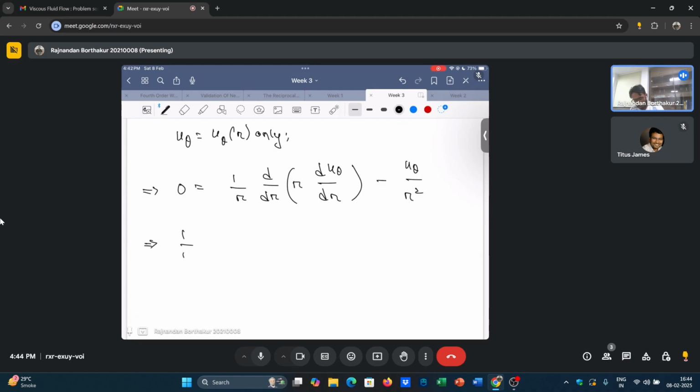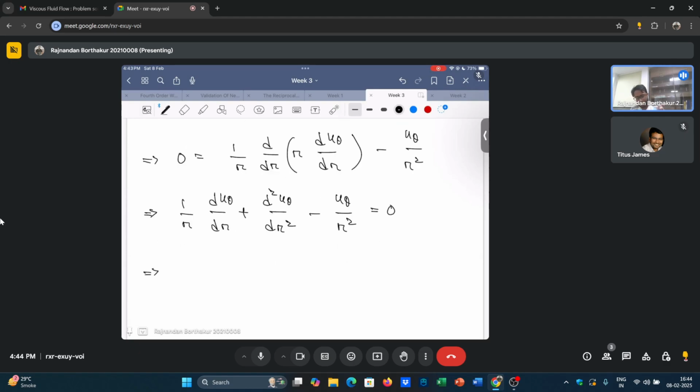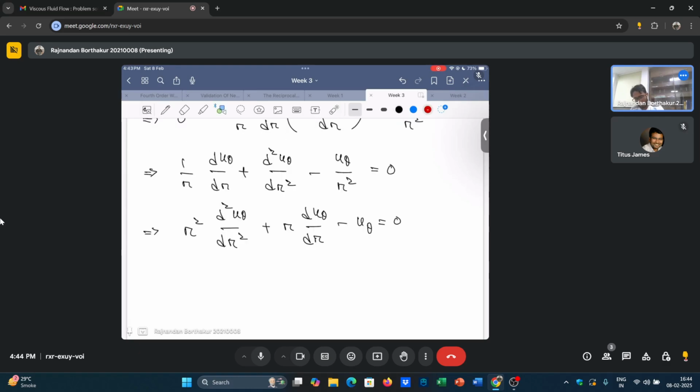You will just get 1 upon r du theta by dr. I mean, you are masters of this now, so I believe you can figure out what I just did. It just becomes d2 u theta by dr2 minus u theta by r square. This is equals to 0. And what I do is I just multiply the entire equation by r square, which means I just end up getting r square times d2 u theta by dr square, plus r times du theta by dr, minus u theta is equal to 0. That's it. That's the equation that governs how u theta essentially varies.